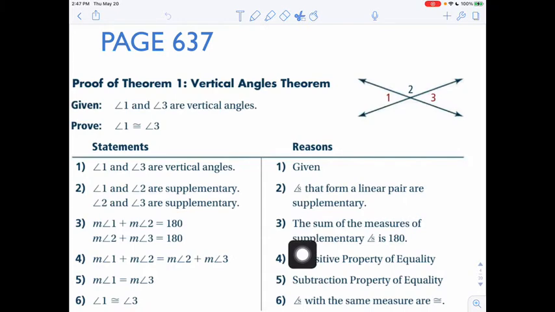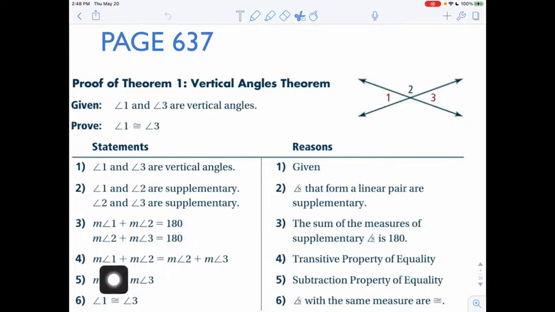Using the fact that the sum of the measures of supplementary angles is 180, we can say that the measure of angle 1 plus the measure of angle 2 is 180, and the measure of angle 2 plus the measure of angle 3 is 180. If we add the measures of these two angles, we get 180, and if we add the measures of these two angles, we get 180, because they both form straight lines.